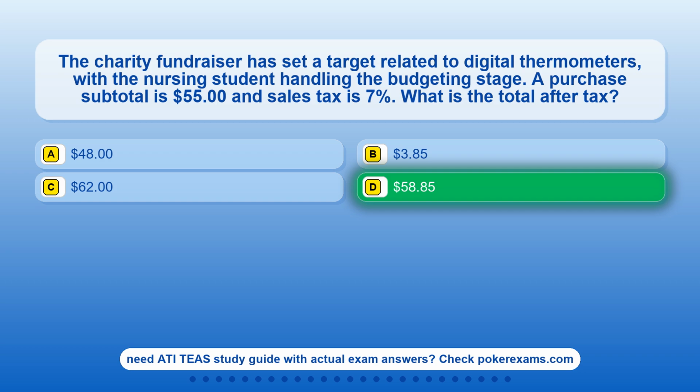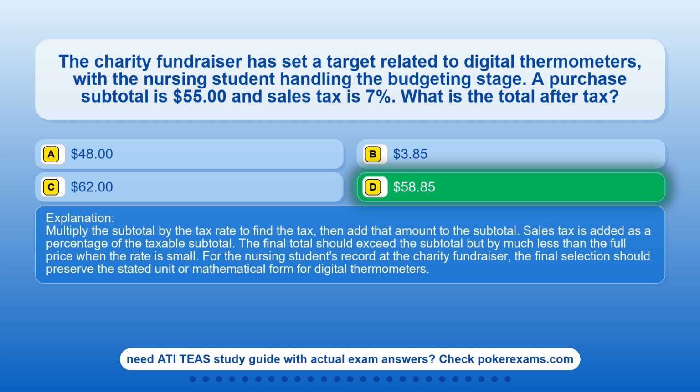Multiply the subtotal by the tax rate to find the tax, then add that amount to the subtotal. Sales tax is added as a percentage of the taxable subtotal. The final total should exceed the subtotal but by much less than the full price when the rate is small.